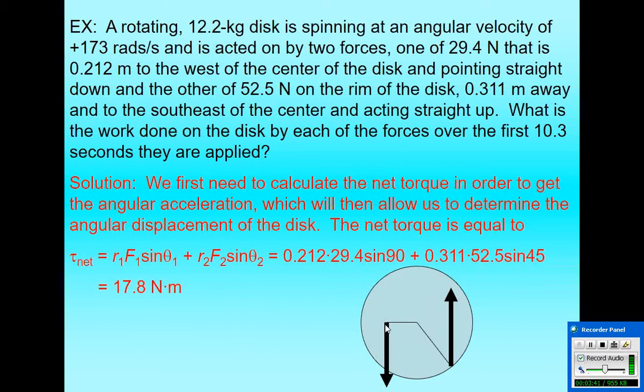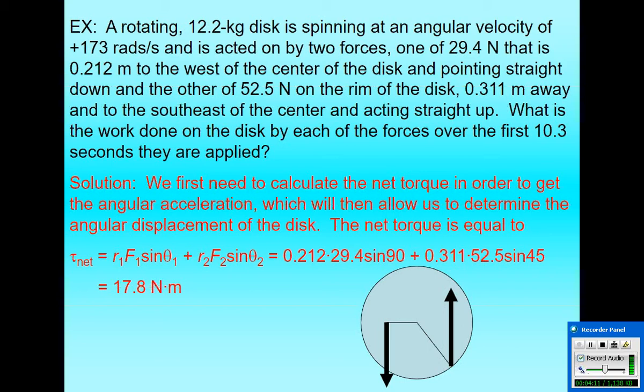As it turns out, the force on the right also has a counterclockwise orientation, and so it is also trying to speed up the rotation. Therefore, both of these torques are going to do positive work. But we need to figure out exactly what that number is. And our first step is to figure out what this net torque is. They're both acting in the same direction. They're both acting counterclockwise, so I will add them up.